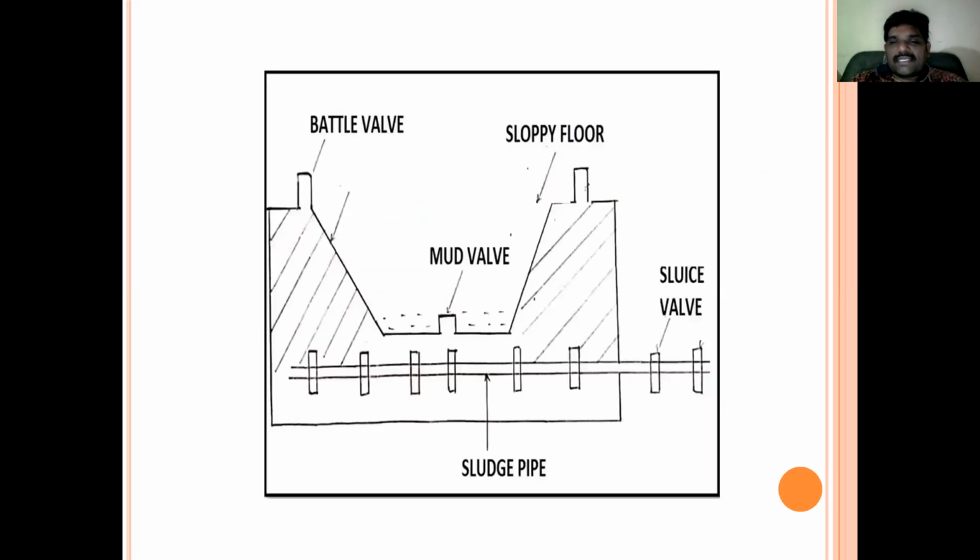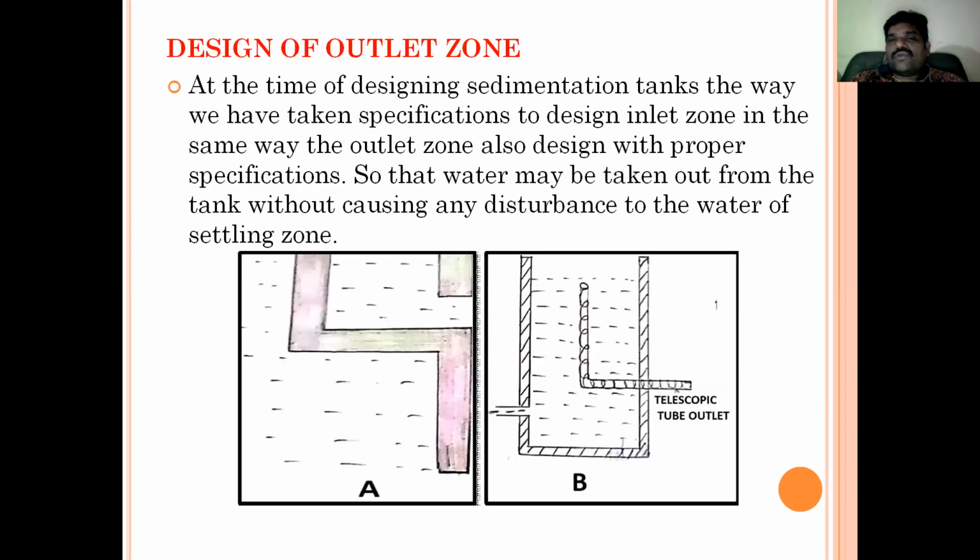Next one is the design of the outlet. Those 2 points we discussed for inlet units: water should be distributed over the entire tank, or around the tank, or the entire radius of the tank. And here the point is that the outlet should not create any disturbance to the settling particles. There are 2 models here. In one model, through this point, the water will be taken off and will enter into the next unit.